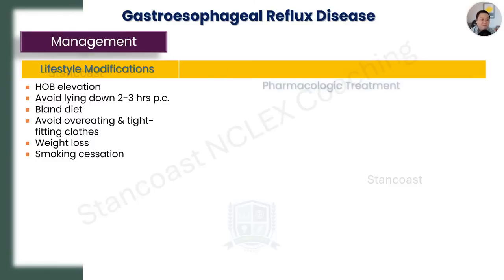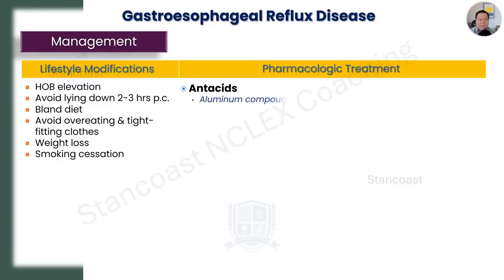Now, we have the following pharmacological treatment. Of course, we have the antacids, which are the basic medications that will be part of the therapy. And we have the following. We have aluminum compounds, could be the magnesium compounds. We have the Maalox, magnesium hydroxide as part of those. And these medications work by neutralizing the stomach acid, which will help reduce the acidity of the stomach.